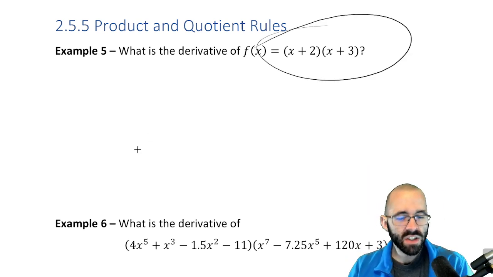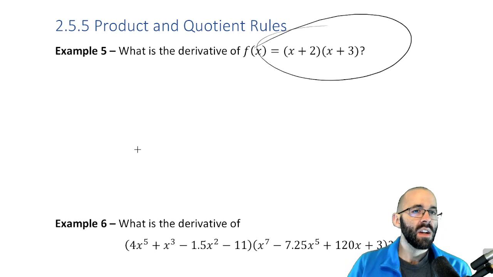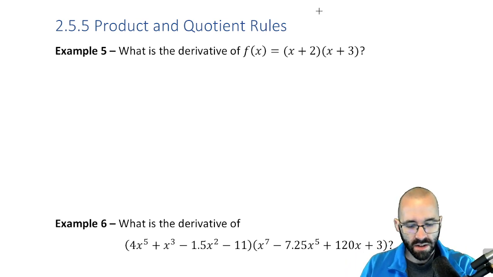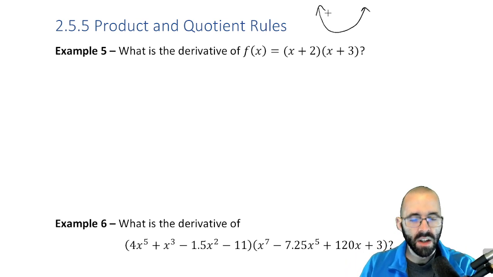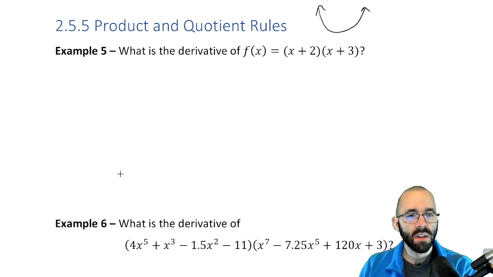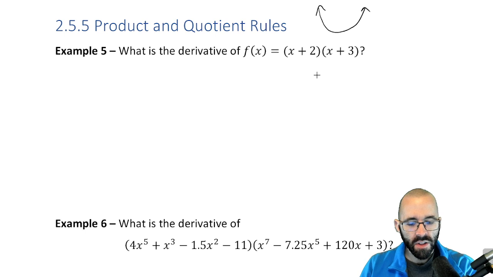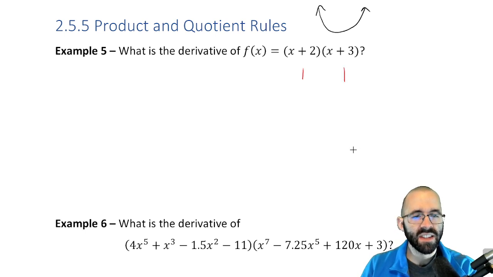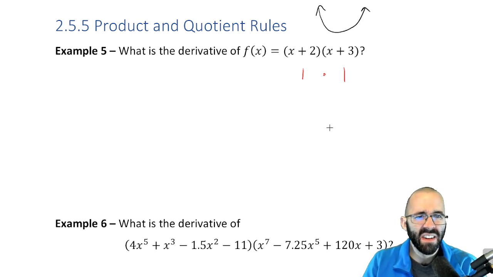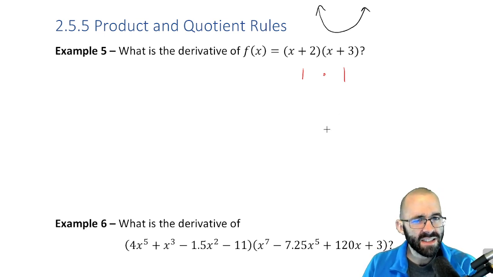But what kind of a function is this? This is a quadratic function. If you FOILed it all out, you would get a quadratic function. But if you took the derivatives individually, the derivative of this first guy is just 1. The derivative of the second guy is 1. So if we multiply their derivatives individually, we get that the derivative should be 1. But that doesn't make sense.